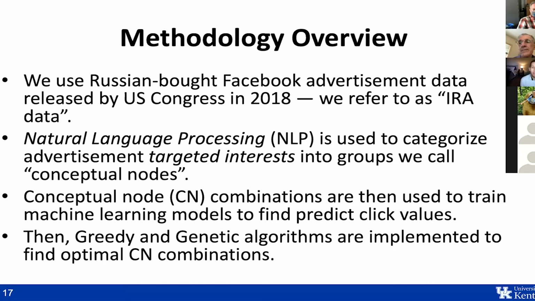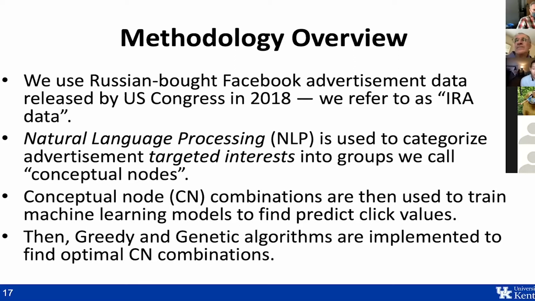So, a high-level overview of our methodology. First, we have to start with the data. The data that we use is a very interesting treasure trove of data that was released by the United States Congress in 2018. We refer to it as the IRA data, but essentially this data is a collection of advertisements that were bought by Russians before, during, and after the 2016 presidential election cycle. So it's quite interesting to go through all of the data.